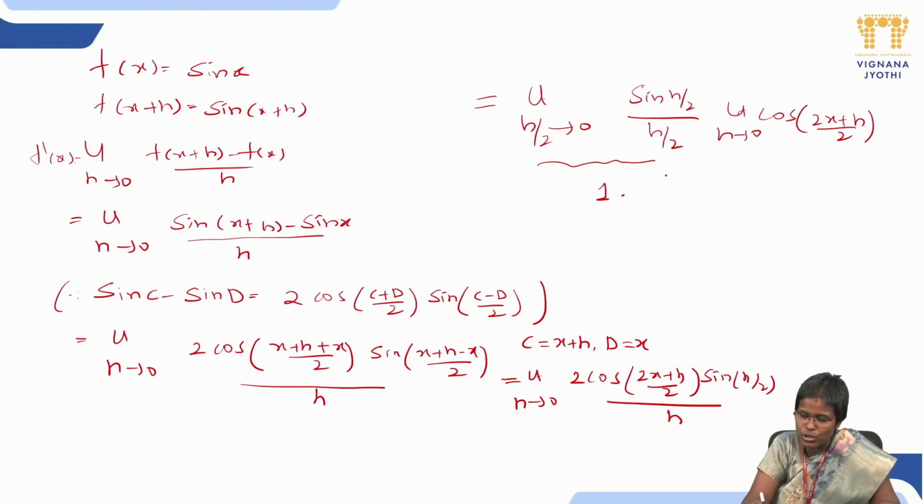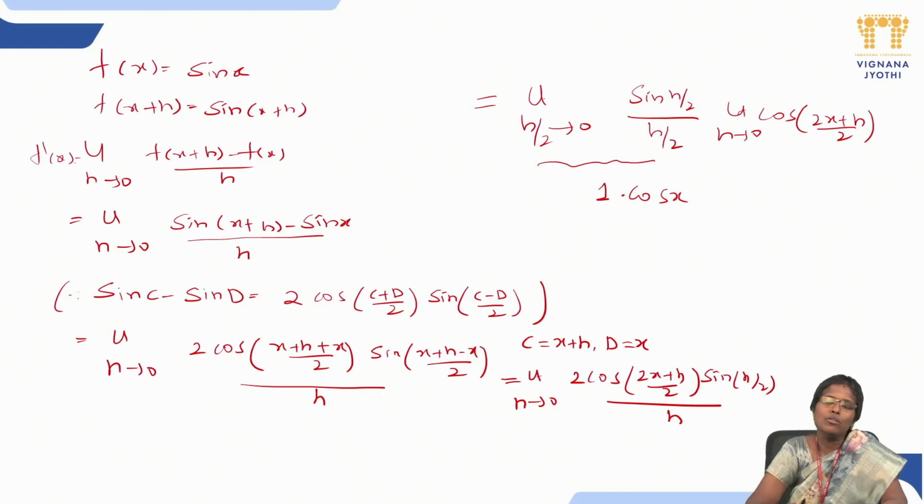Now, h tends to 0. Substituting 0 in place of h, we get 2x plus 0 by 2, that is 2x by 2, which is cos x. So what is the derivative of sin x? Cos x. In this way, we can find the derivative of any function. So first we got the derivative of x square is 2x, the derivative of a constant function is 0, and the derivative of sin x is cos x.